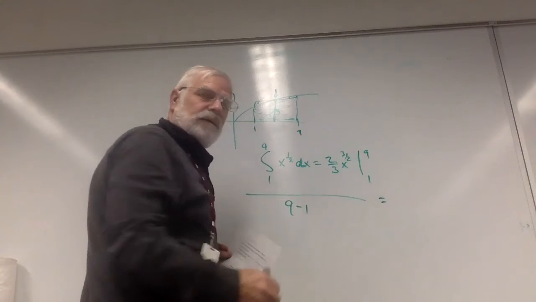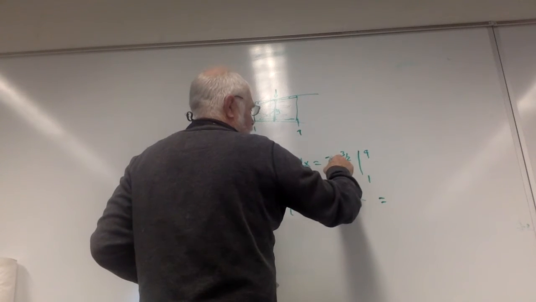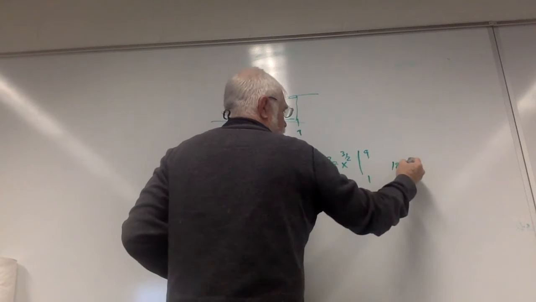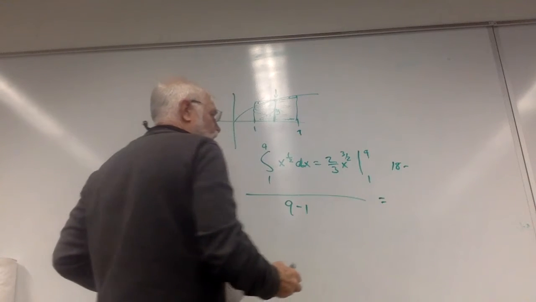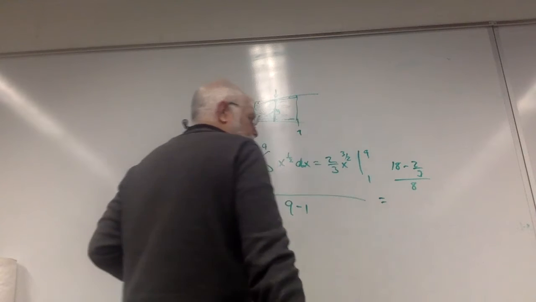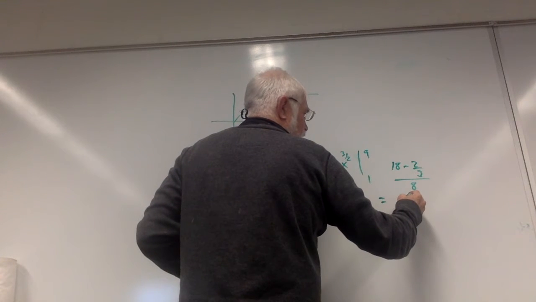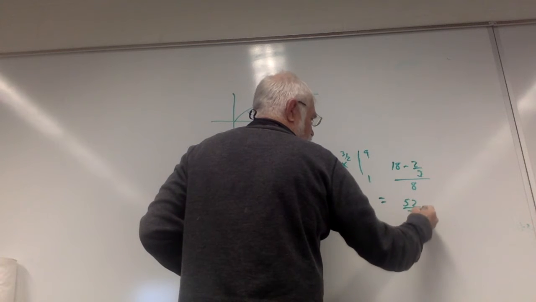We do the math. Can you see over here? Yes. Square root of 9, 3, 27, 9, 18. I feel like I can almost memorize this one as well. Minus 2/3 divided by 8. Okay, so we got 54 minus 2, 52 divided by 3 divided by 8 is 52 divided by 24.